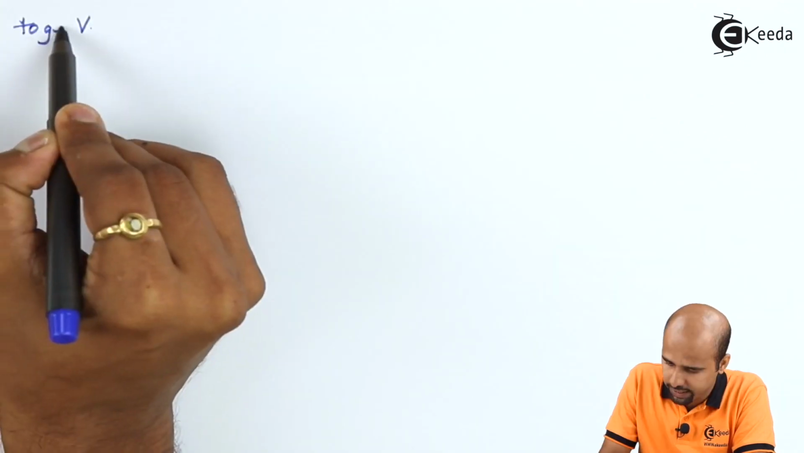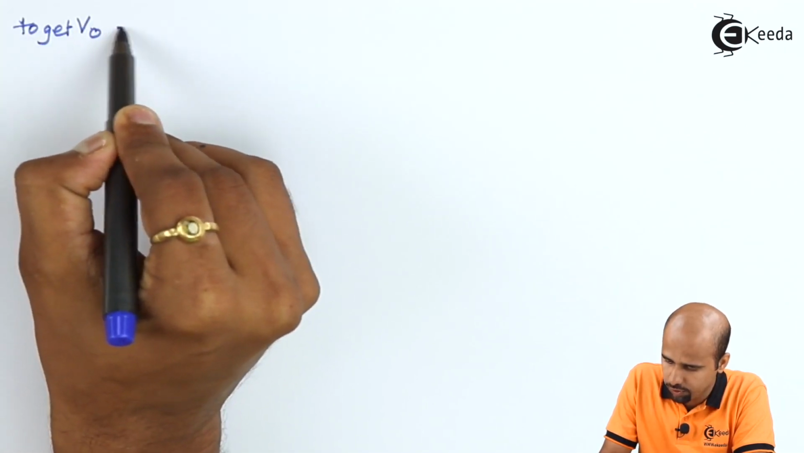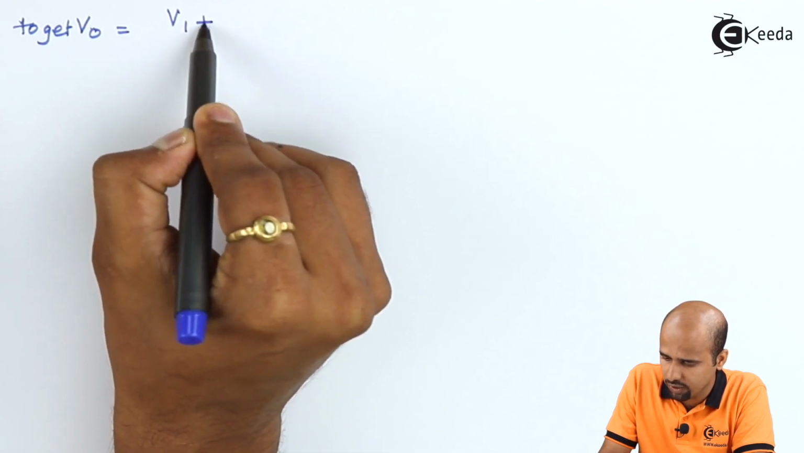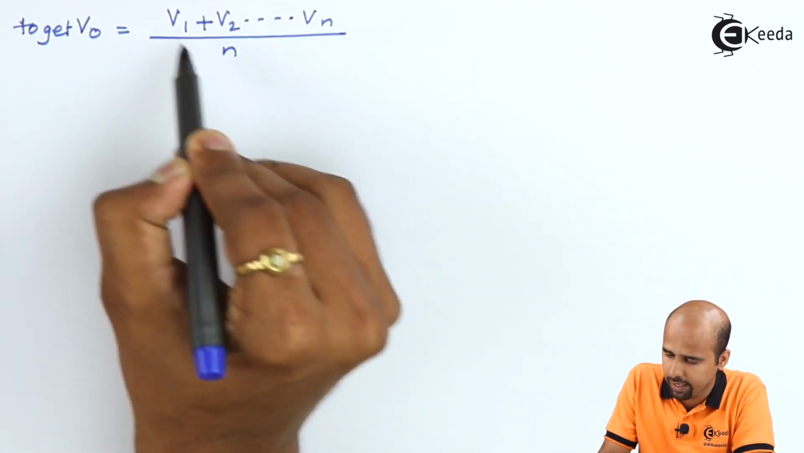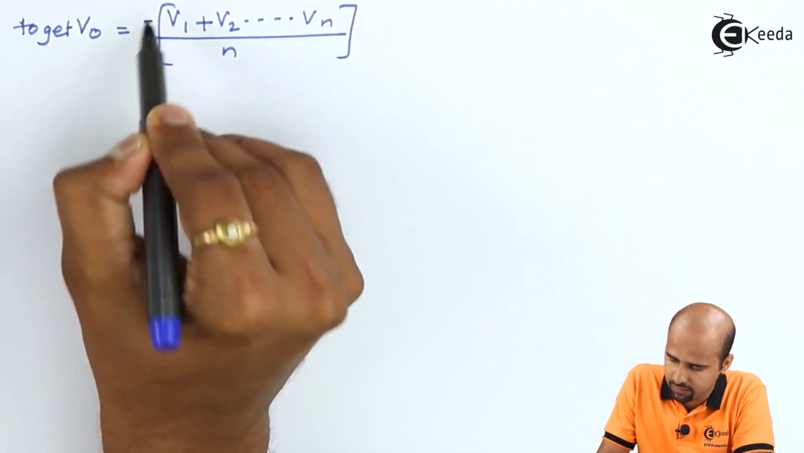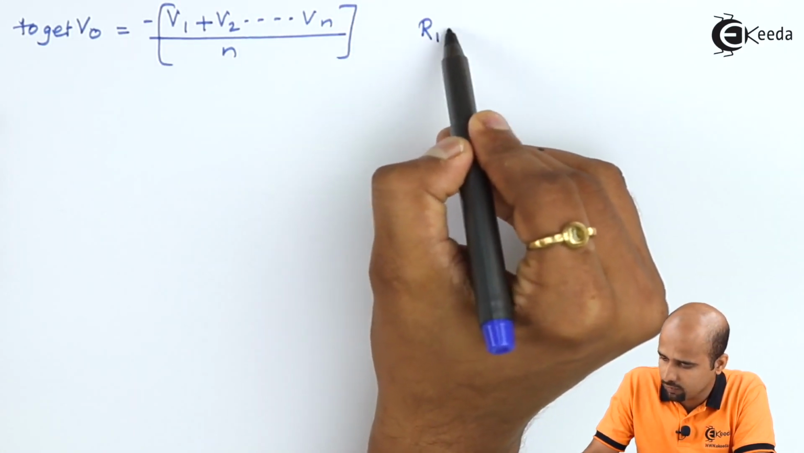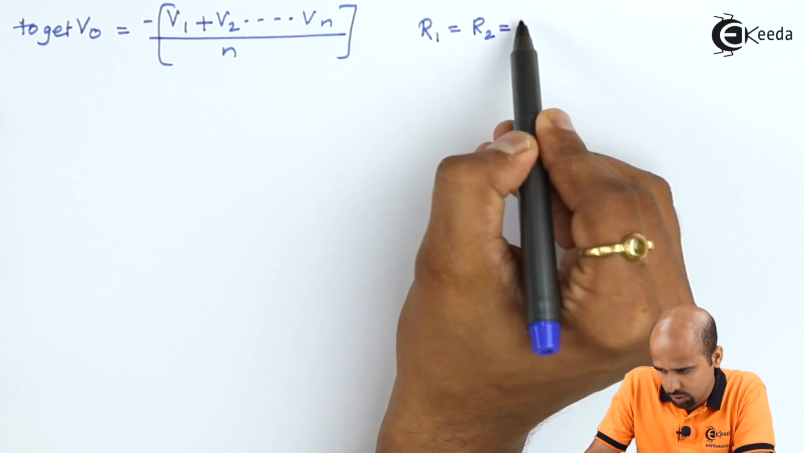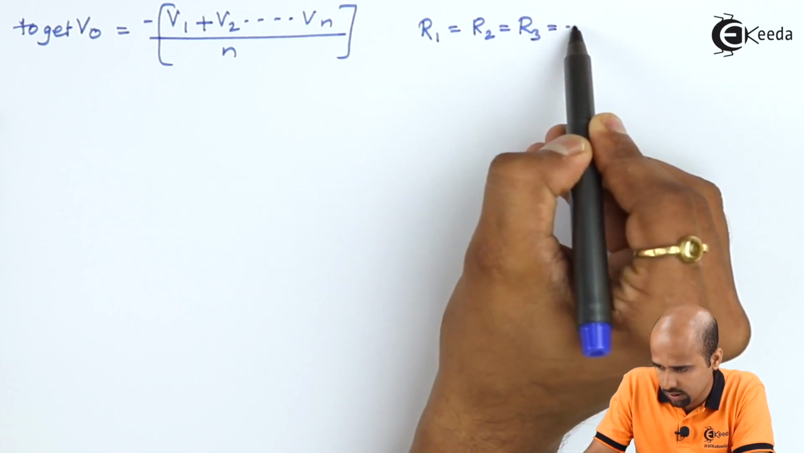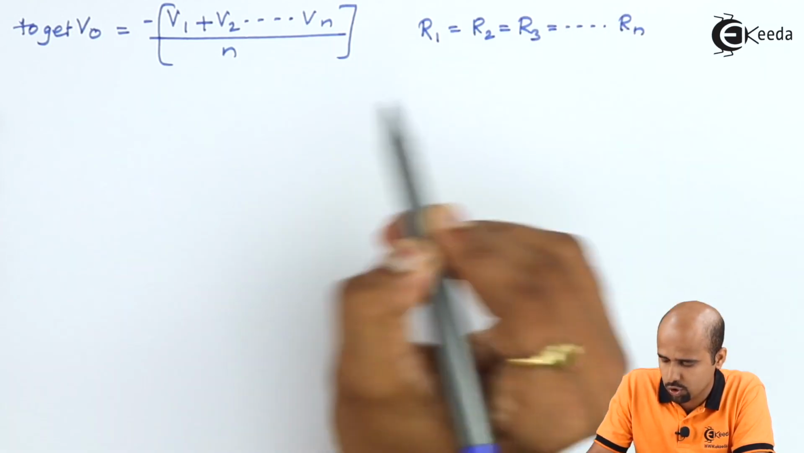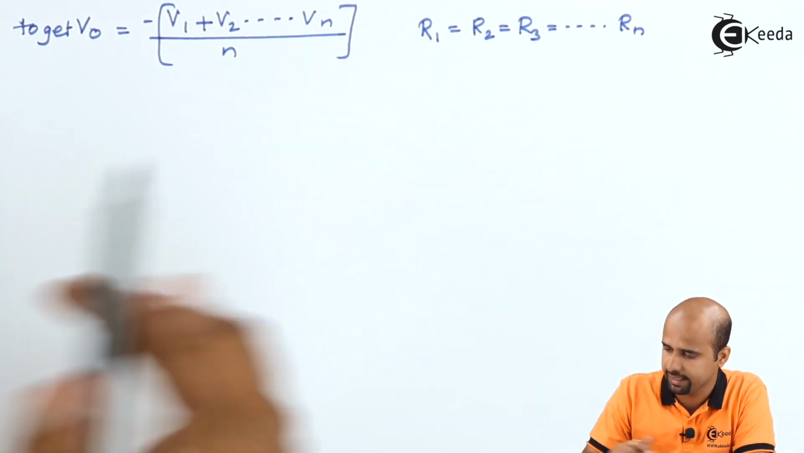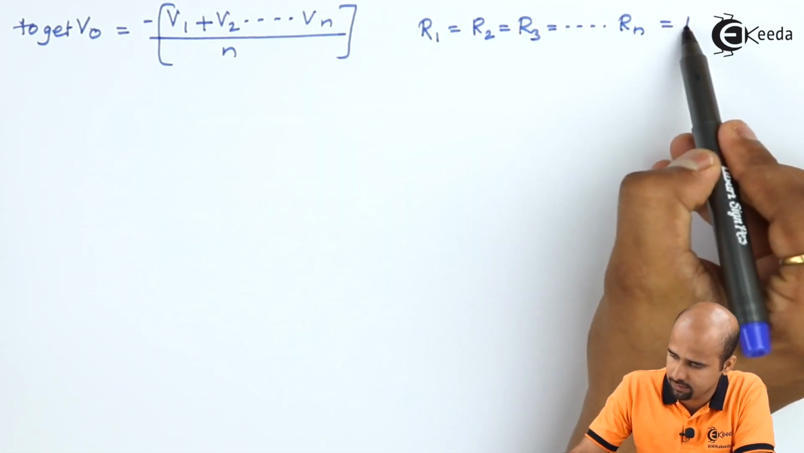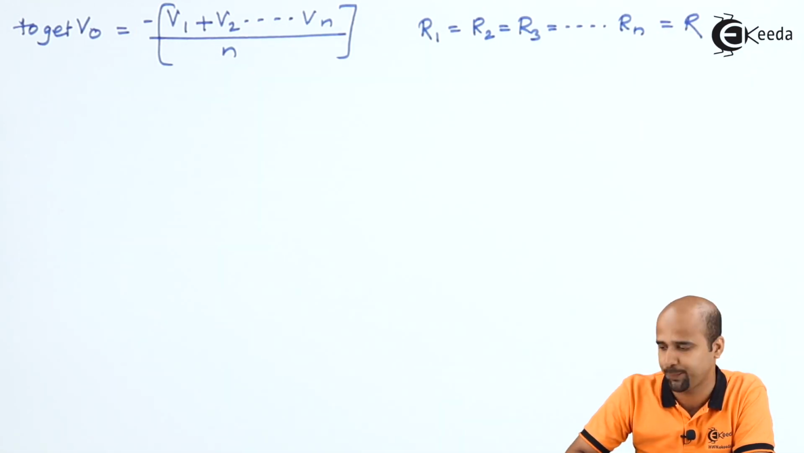So from this equation, it is very clear that to get VO is equal to V1 plus V2 up to Vn divided by n with negative sign, R1 is equal to R2 is equal to R3 is equal to up to Rn. So all the values in the denominator should be the same. Then I can say this is equal to R, let's say.